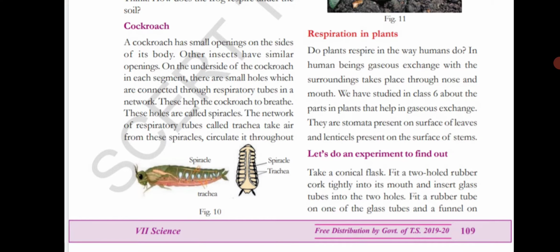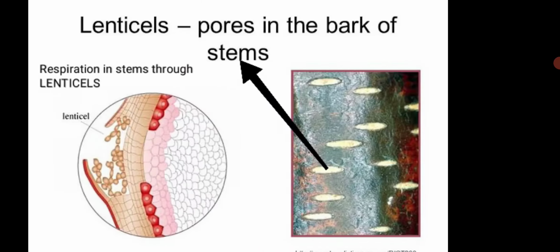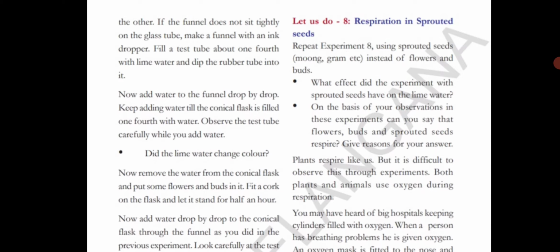Take a conical flask. Fit a 2-hole rubber cork tightly into its mouth and insert glass tubes into the 2 holes. Fit a rubber tube to one end of the glass tubes and a funnel on the other. If the funnel does not sit tightly on the glass tube, make a funnel with an ink dropper. Fill a test tube about 1/4 with lime water and dip the rubber tube into it. Now add water to the funnel drop by drop. Keep adding water till the conical flask is filled 1/4 with water.